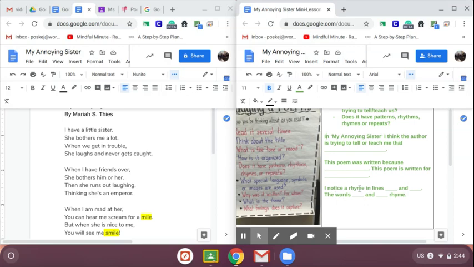I notice a rhyme in lines blank and blank. So now you're going to have to count and see which lines have the rhymes, and then the words blank and blank rhyme. Okay, so then you would just put the words that rhyme in the blanks. All right.